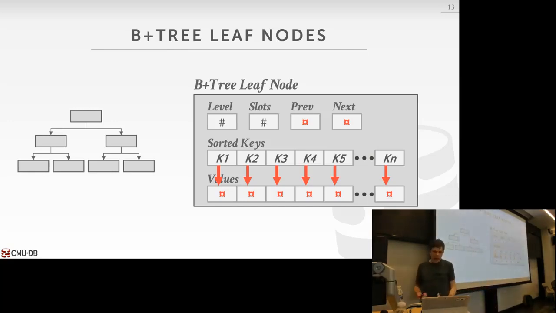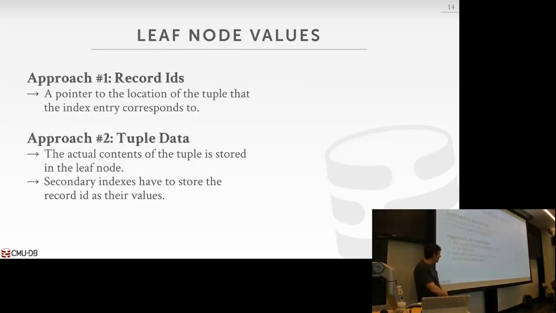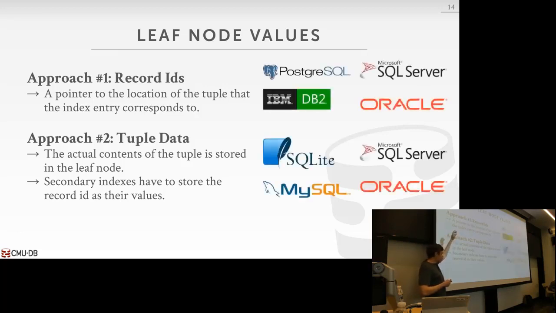As I already said, the values can vary depending on the system. Some systems will just store the record ID. This is probably the most common implementation that people use. This is what Postgres does, and this is what all the other commercial database systems do. What's more complicated, and we can talk about next class, is what it looks like when you actually store the tuples in the data.